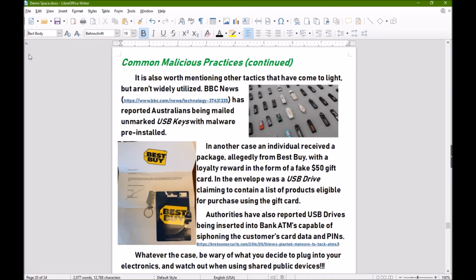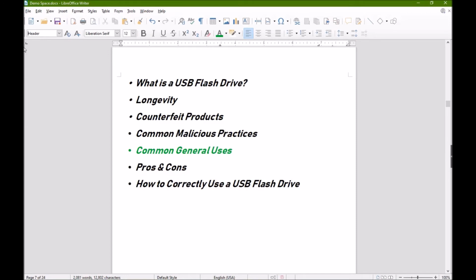Whatever the case, be wary of what you decide to plug into your electronics, and watch out when using shared public devices. Enough about the bad stuff. Let's look at some of the common general uses for USB flash drives.